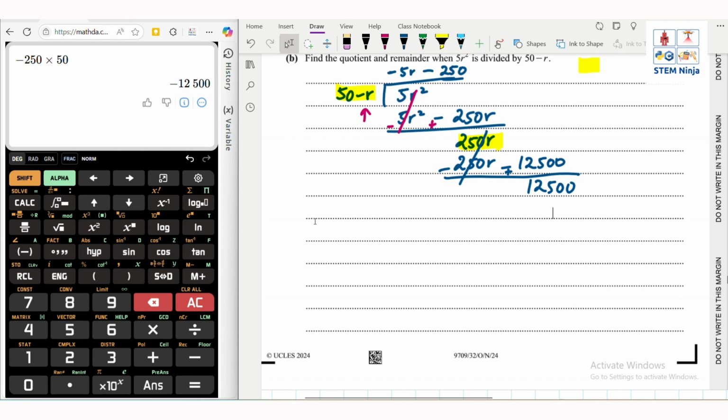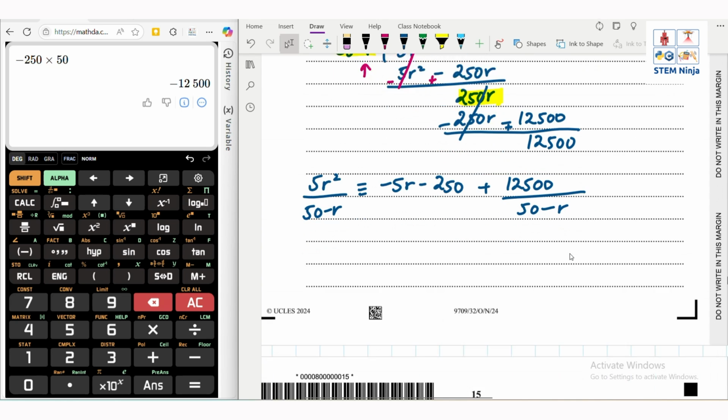So how do we express this all as a mixed fraction or mixed expression? 5r squared over 50 minus r is identical to minus 5r minus 250 plus 12500 divided by 50 minus r. So that's it, basically. All right.